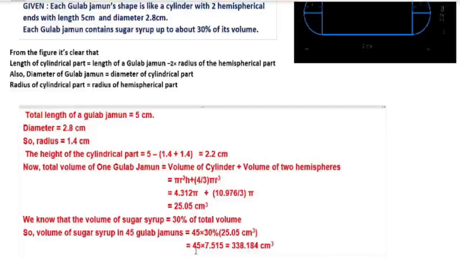After simplification, you will get 45 into 7.513, that is 338.184 centimeter cube. And approximately you can write 338 centimeter cube. This is the amount of sugar syrup in 45 gulab jamun.